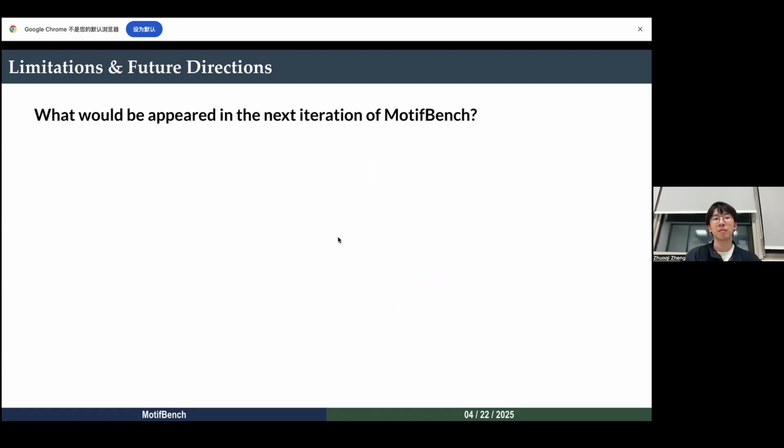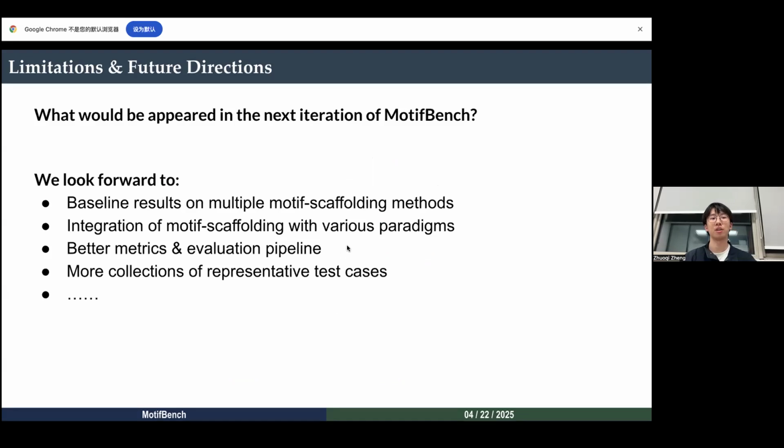So what would the next iteration of MotifBench have? We're looking forward, first of all, to the baseline results of different methods, which we're actively running and collecting. Also, as mentioned before, the integration of motif scaffolding with various paradigms, and better metrics along with the evaluation pipeline and more collections of representative test cases.